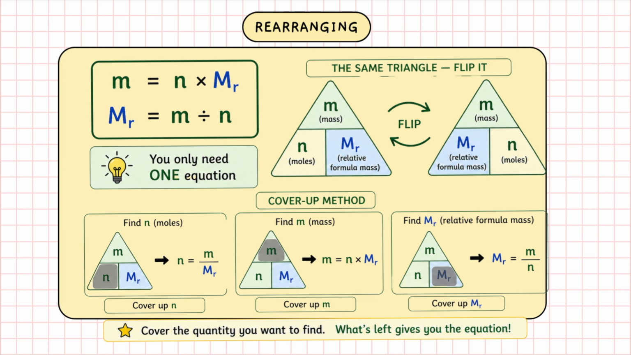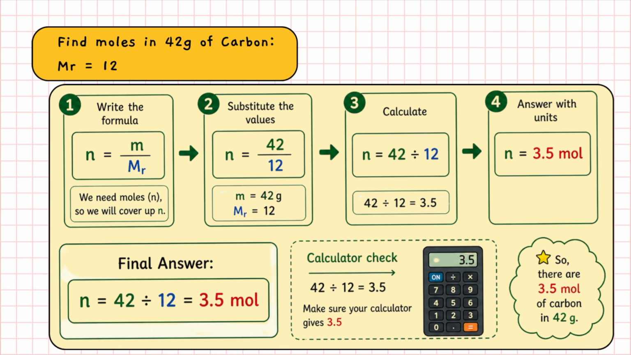Same idea, just rearranged. Find the moles in 42 grams of carbon. Mr of carbon is 12, so we use moles equals mass divided by Mr. That gives 42 divided by 12, which equals 3.5 mol. Feel free to pause the video at this point, jot down any notes to ensure you fully grasp this solution.